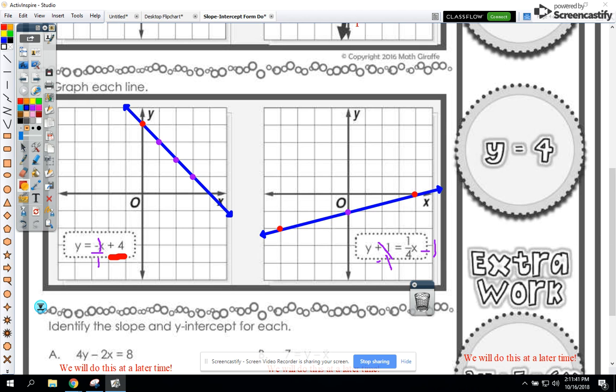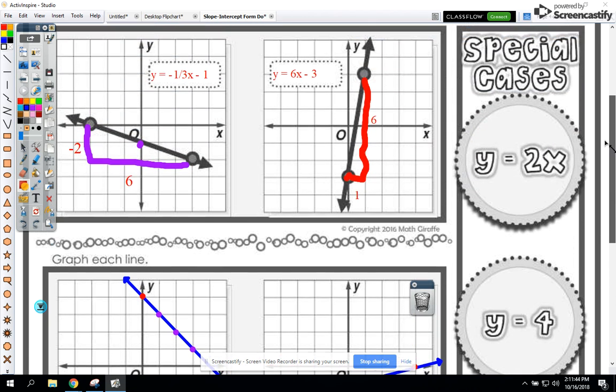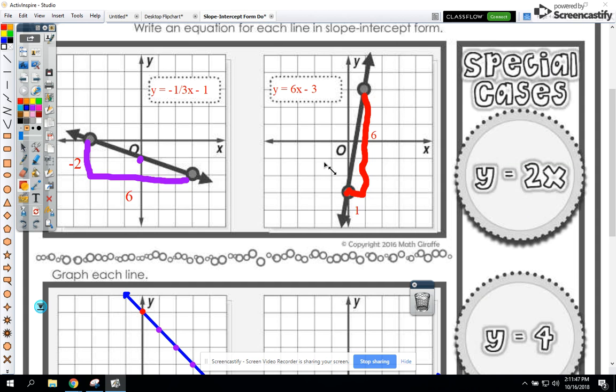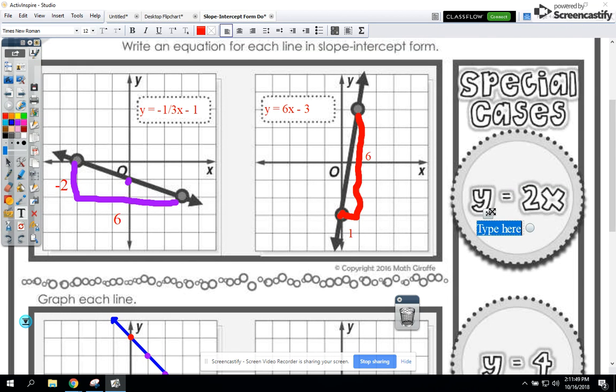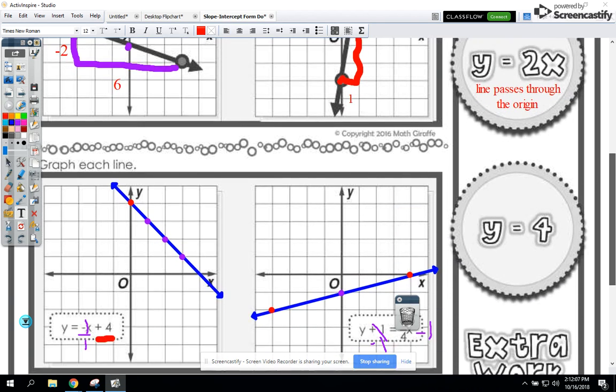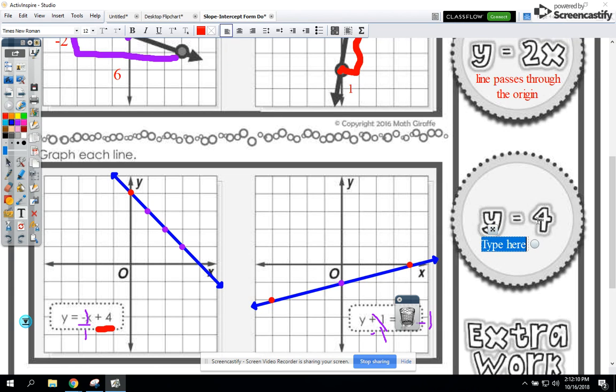So at this point in the notes, this is really all you need to know, okay? There are special cases here. What makes these special cases? Well, this one looks like it doesn't have a y-intercept, but that's because your y-intercept is 0. So this line passes through the origin because it goes through 0, 0. It looks like it doesn't have a y-intercept, but it actually does. It's going through the origin. This one doesn't have an x, which means it doesn't have a slope. Well, it does have a slope, but the slope is 0, making this a horizontal line.